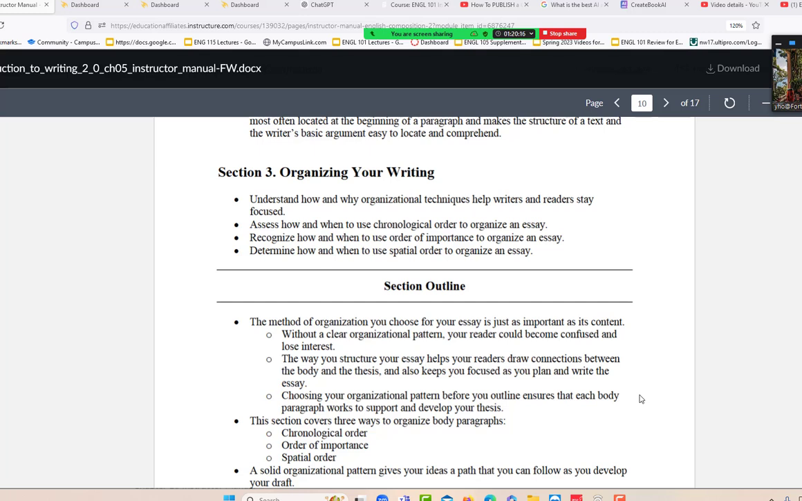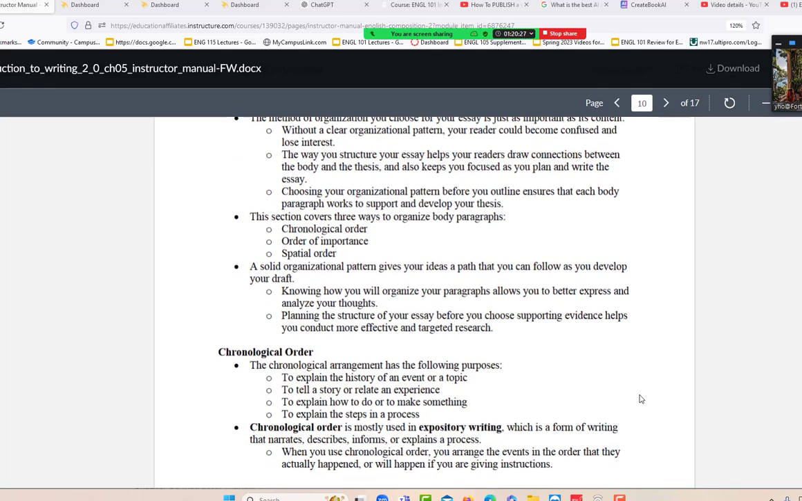Without a clear organizational pattern, your reader would get confused. The way you structure your essay helps your reader draw connections between the body and the thesis. You can have chronological order, order of importance, or spatial order.